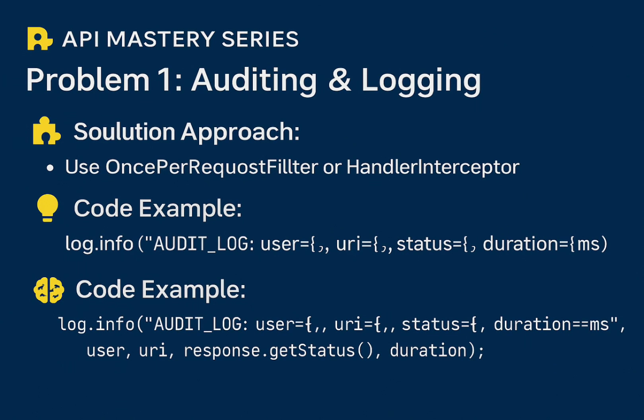Auditing and logging. Problem statement: every API call must be audit logged with user, URI, status, and duration, without cluttering controller logic. How do you capture this? Solution approach: use a OncePerRequestFilter or HandlerInterceptor. Log asynchronously to avoid blocking.